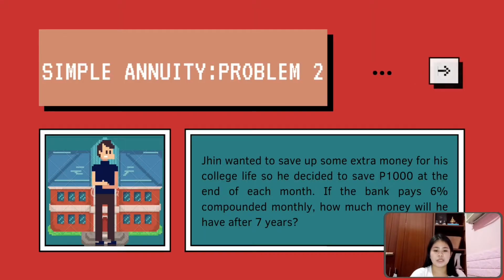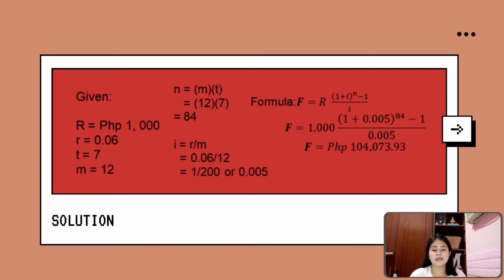Problem number 2. Jean wanted to save up some extra money for his college life, so he decided to save 1,000 pesos at the end of each month. If the bank pays 6% compounded monthly, how much money will he have after 7 years? List down the information stated from the problem. The regular payment is 1,000, nominal rate is 0.06, conversion period of 12, and term is 7.